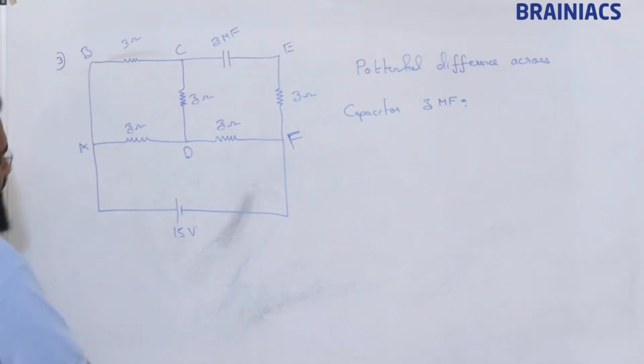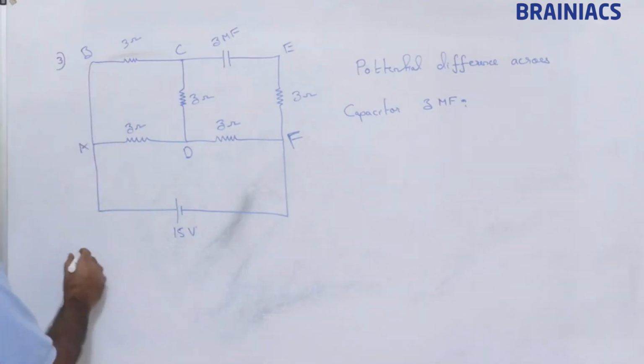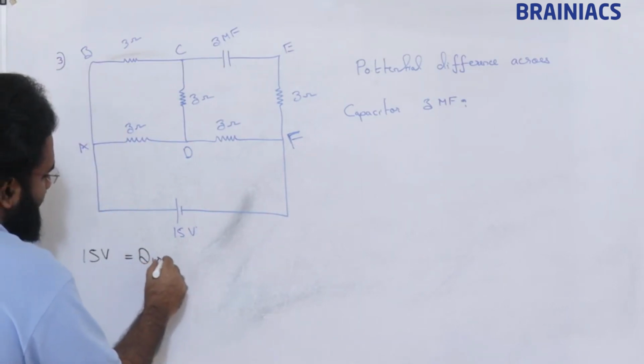Look, this is DC, that is direct current. This 15 volt is a direct current.